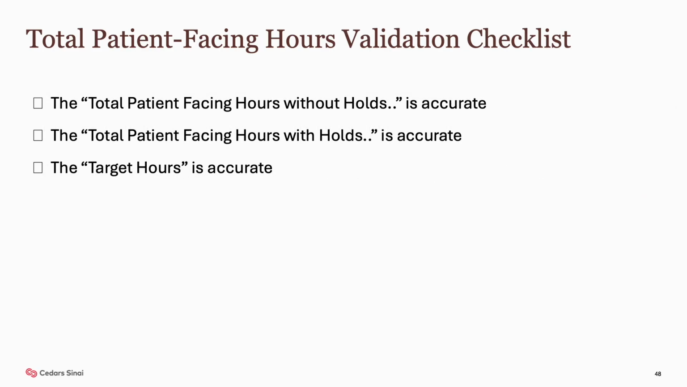That wraps up the total patient-facing hours section. So let's go over the validation checklist. When reviewing this section, make sure that the total patient-facing hours without holds is accurate, that the total patient hours with holds is accurate, and that the target hours is accurate.